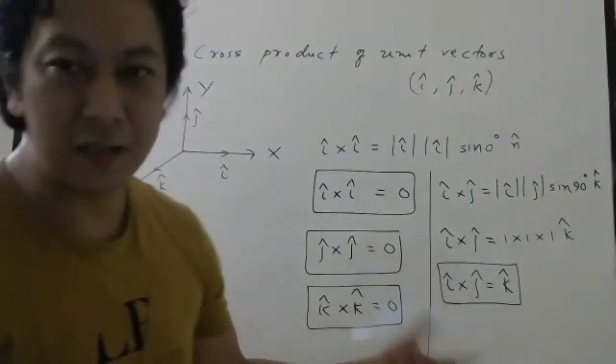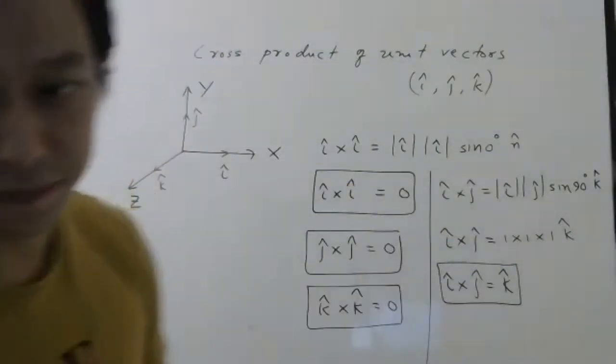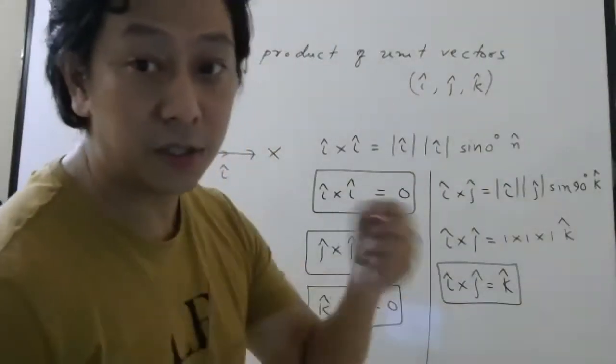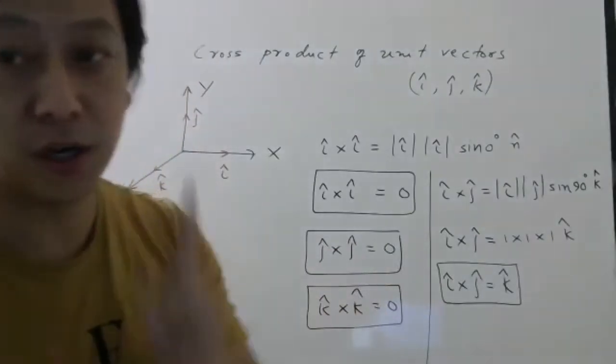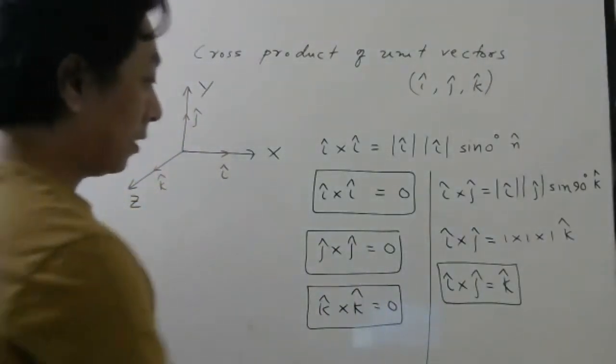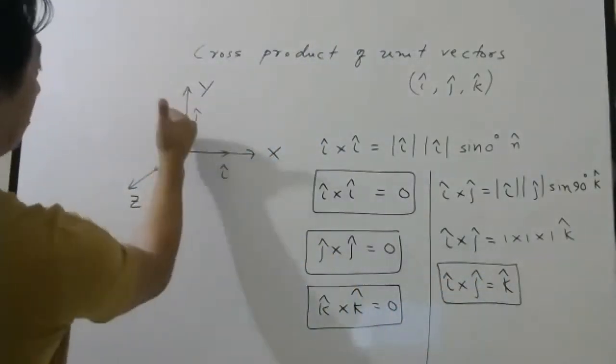I will give you one easy way to remember this. Don't worry right now, just see how it comes. The answer is not 1, it is k cap, because it has to be a vector. The cross product of any two vectors must be a vector. So i cap cross j cap is k cap. You can check the direction.